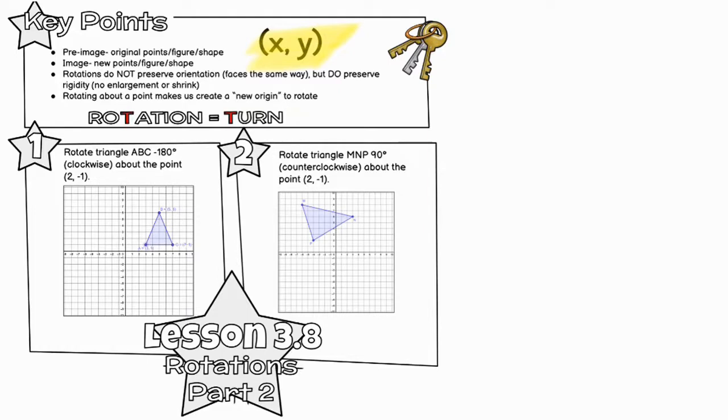So what we're going to do here is rotate triangle ABC about the point 2, -1. So 2, -1 is right here. Then ABC, I'm going to rotate each point, and it's 180 degrees. So for each point, I'm going to have to translate first back to the origin. So I'm going to go over, up 1, that's A. Then I'm going to rotate it 180 degrees.